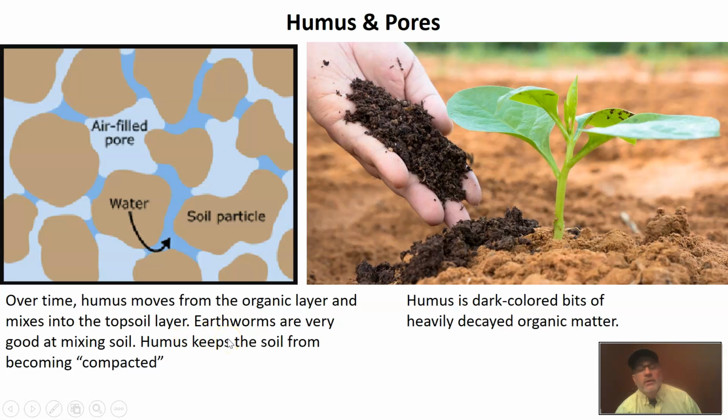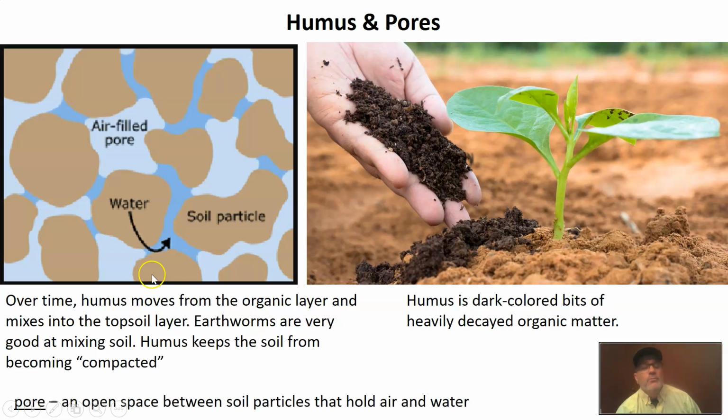The humus, its primary job is to keep the soil from becoming what we call compacted. You may remember that we said an ideal soil has water and it has air in it. Well, for water and air to exist inside of a soil, there has to be open spaces for it. And we call these open spaces between soil particles pores. So humus actually keeps the soil from being compacted and it keeps these pores open. And so humus is very important. Humus makes soil very, very fertile.